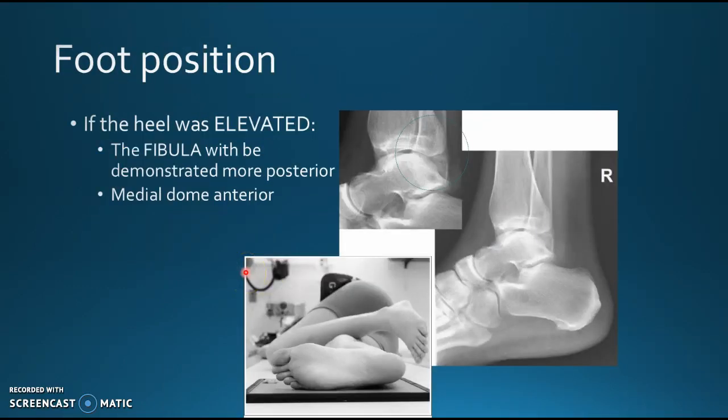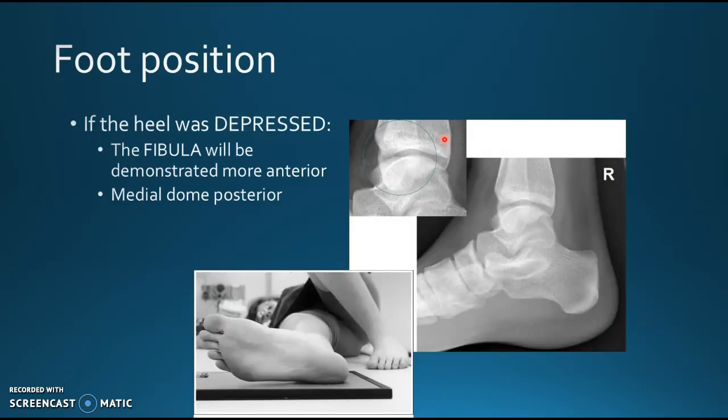Now we do have different positioning errors that occur. We will look at which direction the fibula moves. If the patient's heel was elevated from a true lateral, the fibula will be seen more posterior to the tibia. If the heel was depressed towards the image receptor, you will see the fibula moving anterior to the tibia.